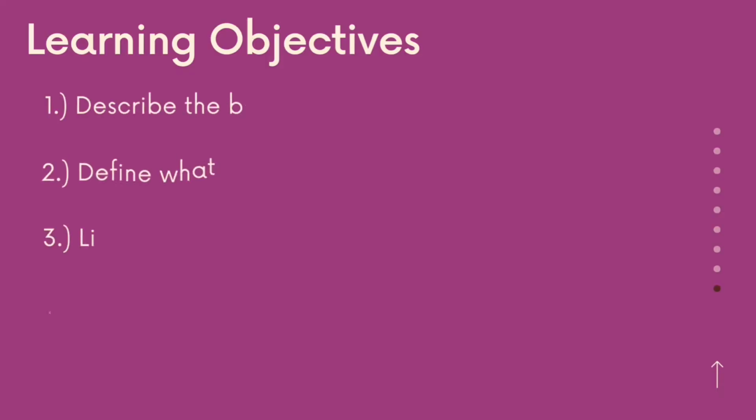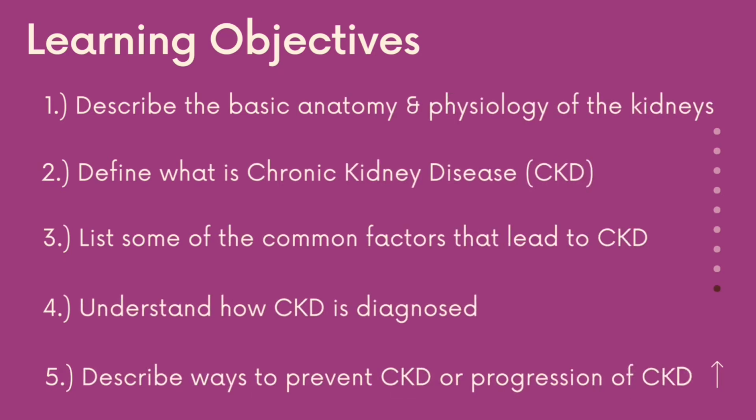By the end of this complimentary video presentation, a person should be able to: 1. Describe the basic anatomy and physiology of the kidneys. Next, describe what chronic kidney disease, also known as CKD, is. List some of the common factors that lead to CKD. Understand how CKD is diagnosed. Describe ways to prevent chronic kidney disease or the progression of chronic kidney disease. Lastly, understand how to manage end-stage renal failure, also known as ESRF.